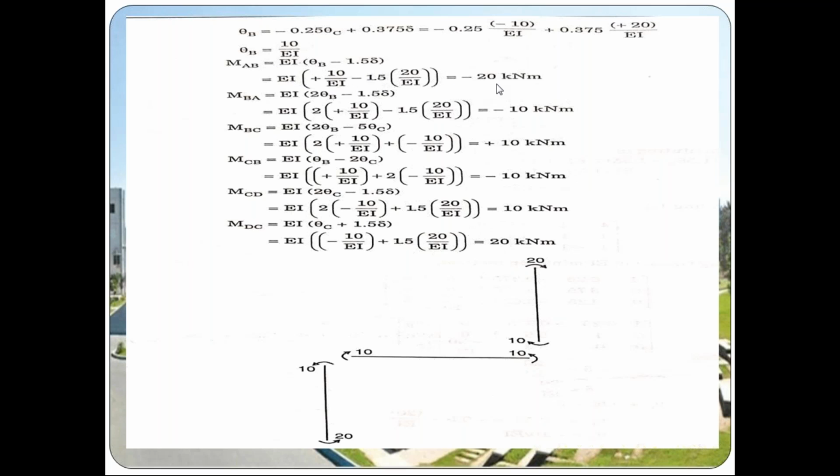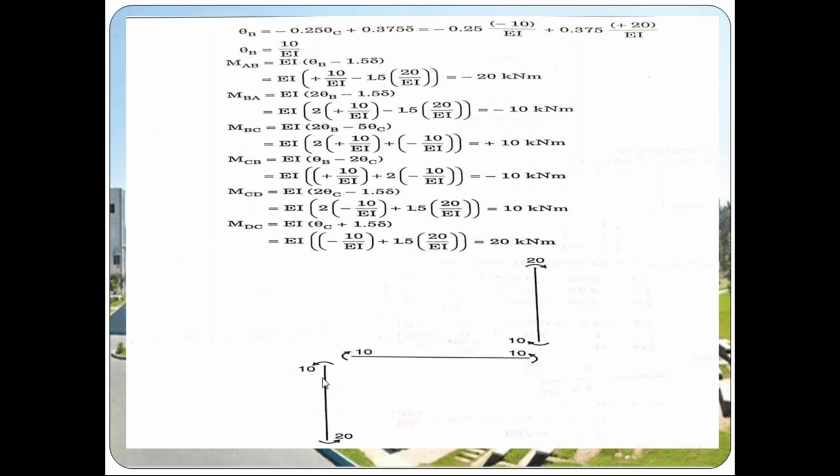Okay, so MAB is equal to minus 20 kilonewton meter. Similarly, MBA minus 10, MBC plus 10, MCB minus 10, MCD plus 10 kilonewton meter, MDC is equal to 20 kilonewton meter. Okay, so after calculating the final moments, the next step is the bending moment diagram.